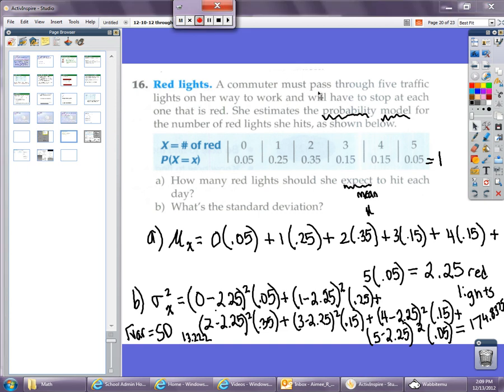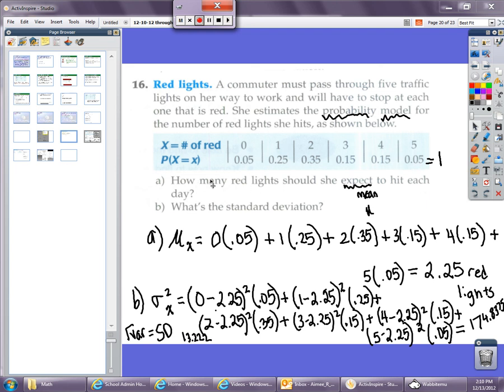In number 16, you're looking at an example with red lights, and this is a probability model. It tells you that it is, but you should definitely confirm that it's a probability model. The way that you confirm a discrete probability model is to make sure that all of these probabilities add up to 1. All of these do add up to 1. You can put them in your calculator to verify that.